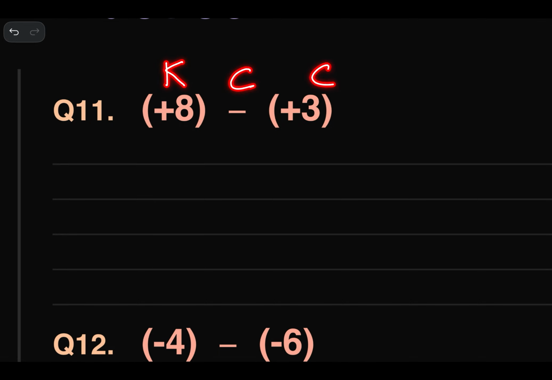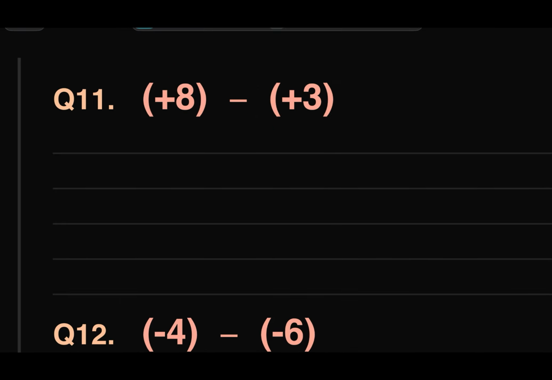What does that mean? I'm talking only about the signs over here. Keep this as it is, whatever is first. Change minus to plus and change plus to minus. Change means plus becomes minus and minus becomes plus, from subtraction to addition. Plus 8, keep it as it is. Minus becomes plus and positive 3 becomes negative 3.